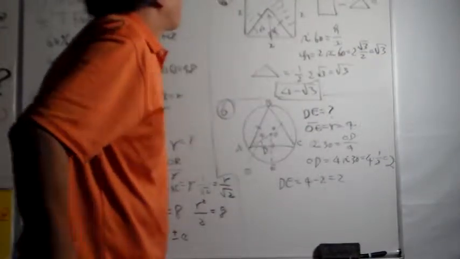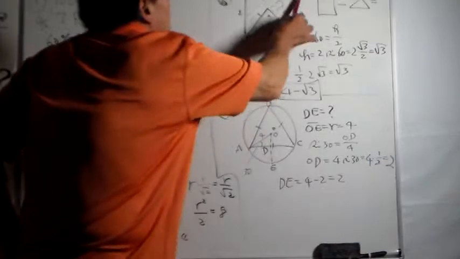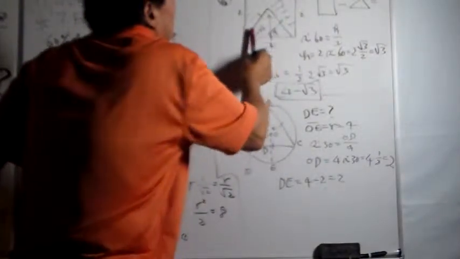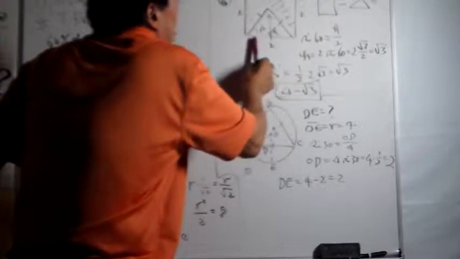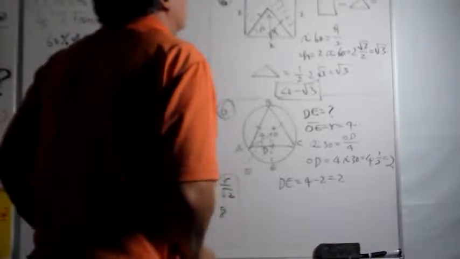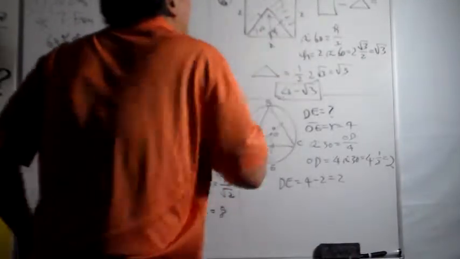Number 5. Okay, this is a square with side length 2, and this is an equilateral triangle. So this is a 2, that's going to be a 2, that's going to be a 2. The question is, how can you find the shaded area?